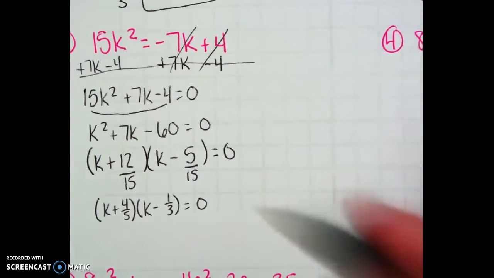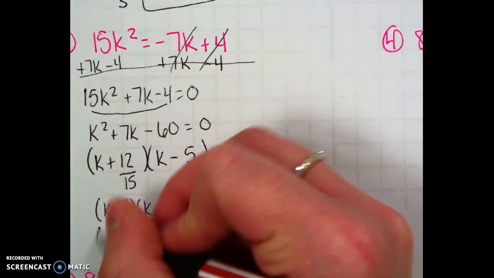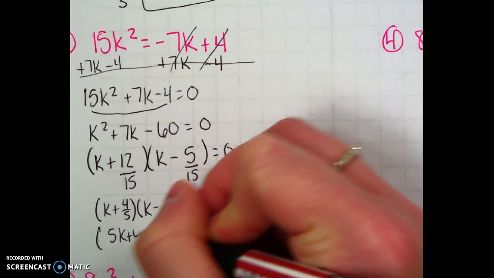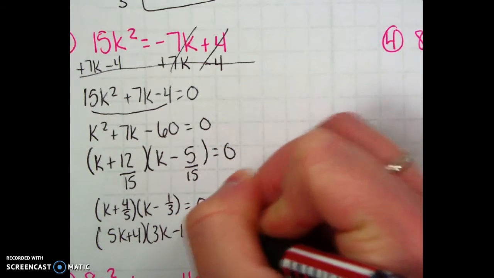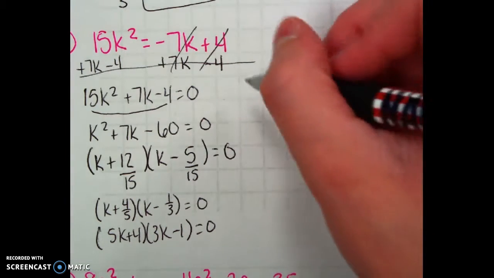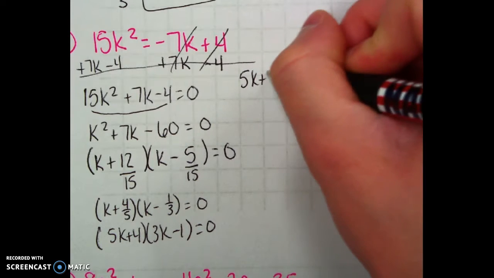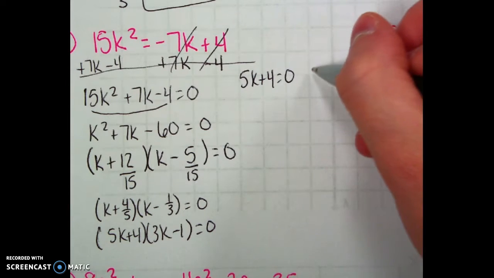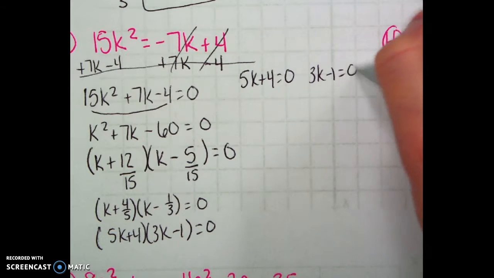Okay, I'll do the work over here because I'm kind of running out of space. So 5k plus 4 and 3k minus 1 equals 0. So 5k plus 4 equals 0. 3k minus 1 equals 0.